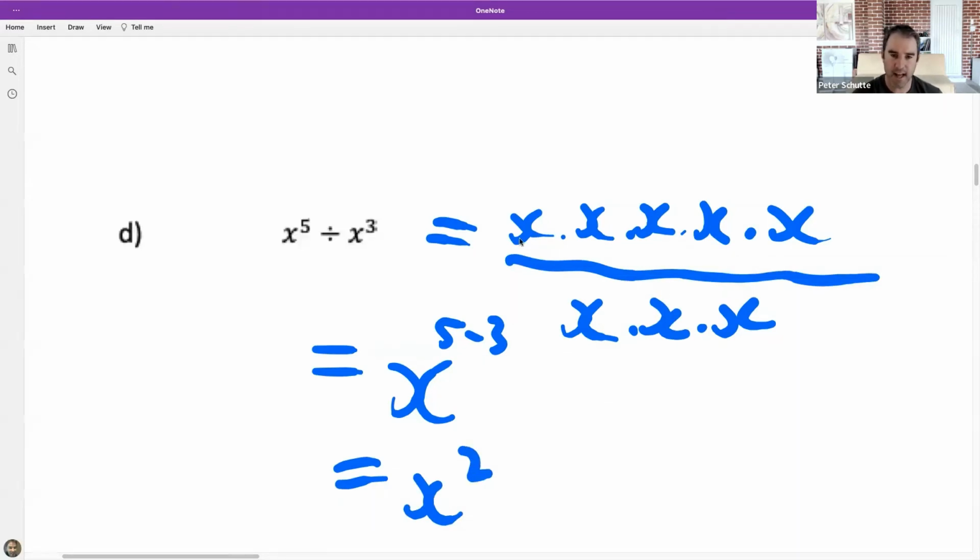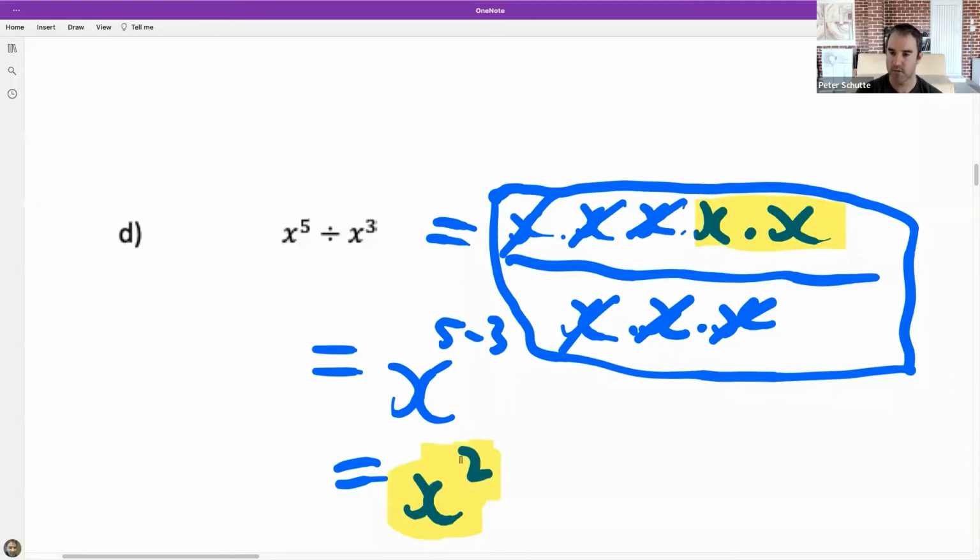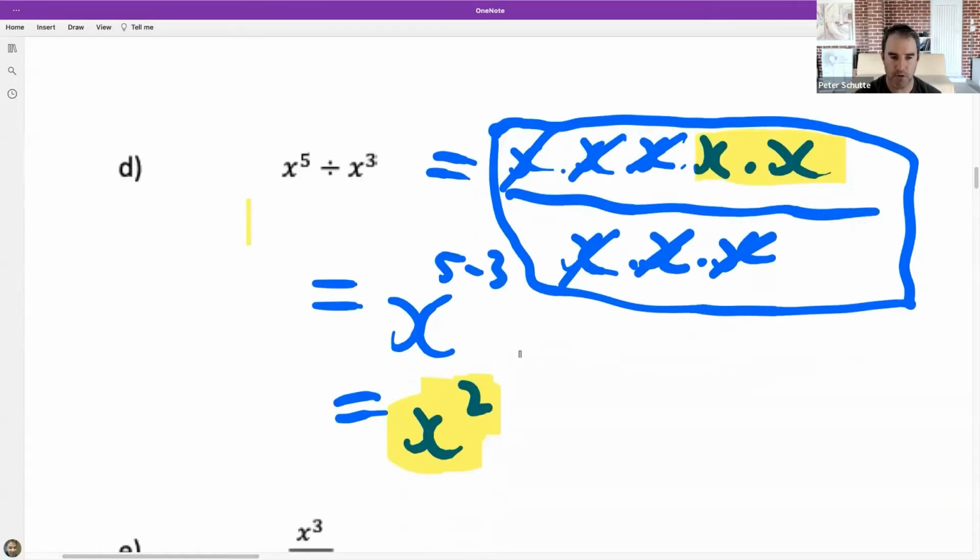But I quite like students to think about this big set of writing here, because this is equivalent to this one, and it shows you why, if you cancel out an x and an x, these are all worth 1. How many do I have left? I've just got x times x, or x squared. That's why the answer is x squared. Okay. So there didn't seem to be too many problems on that one.